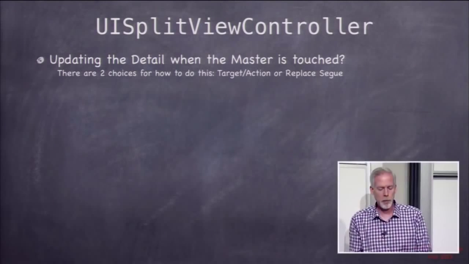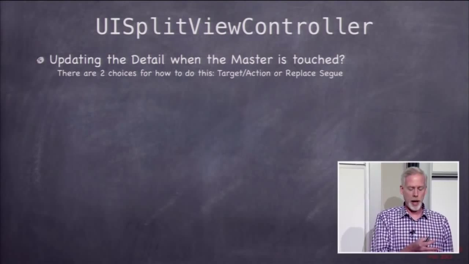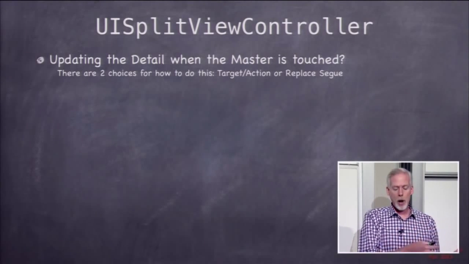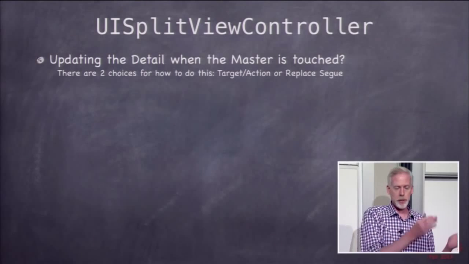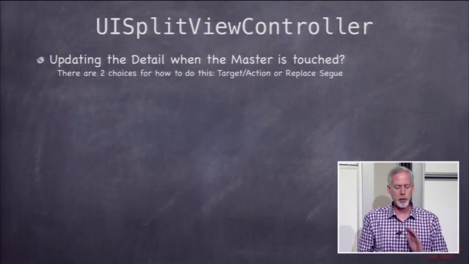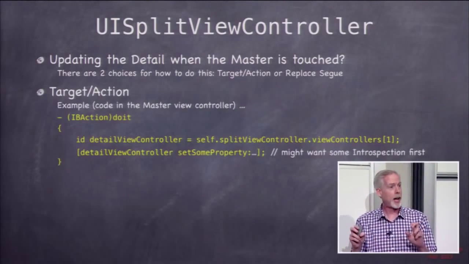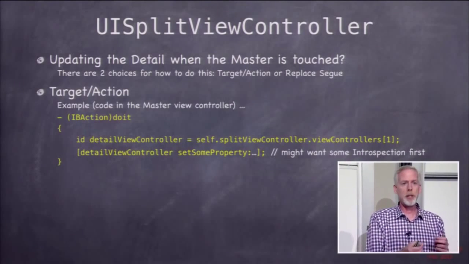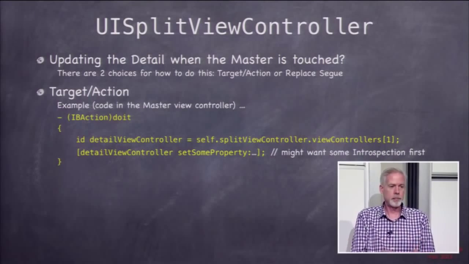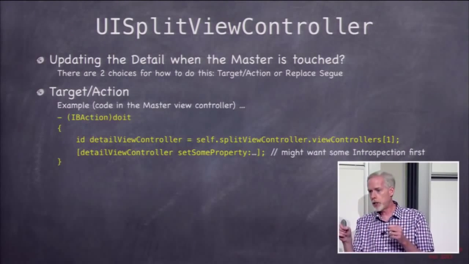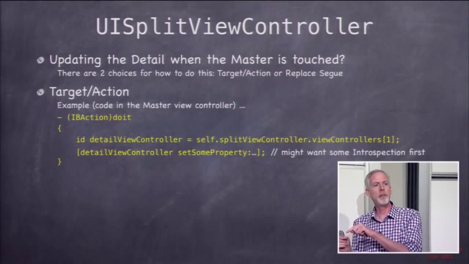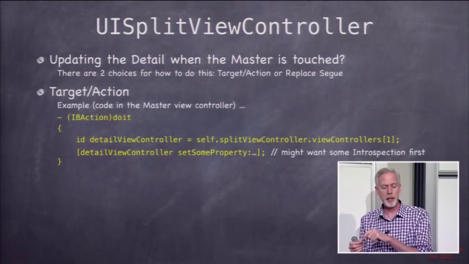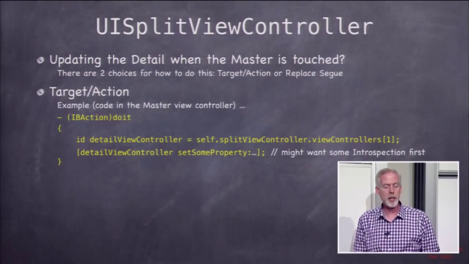Now, updating the detail when the master changes. That's a fundamental thing about what happens in split view. How do you do that? Because the detail and the master are both on screen at the same time, how are we going to update the detail when someone clicks in the master? There are two choices. One is target action. Have your master have a target action method to itself, and when it gets that target action, it's going to go find its detail and update the detail. Basically do the same thing it would do in prepareForSegue, just set whatever's necessary on that detail. That's what we're going to do in our demo.